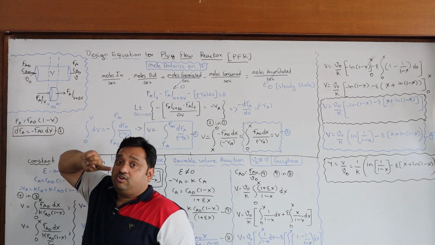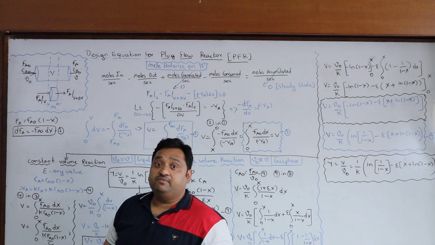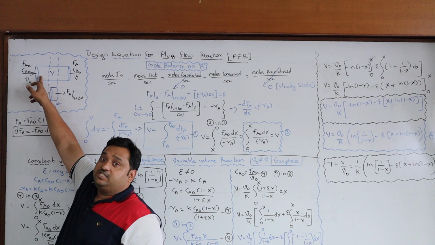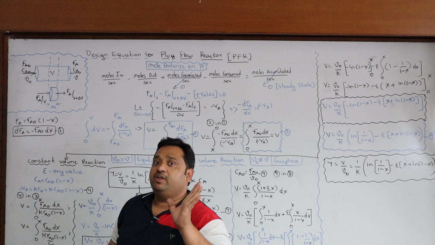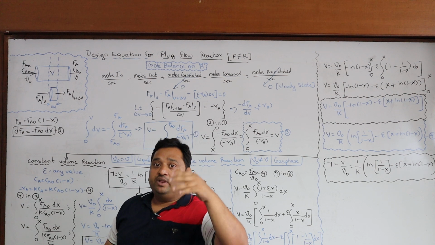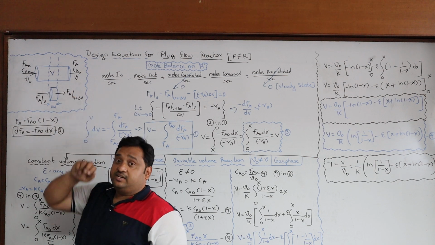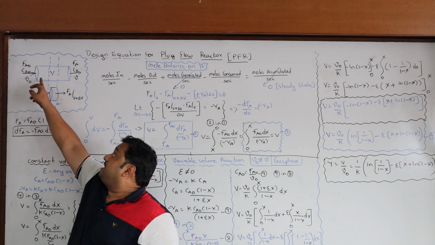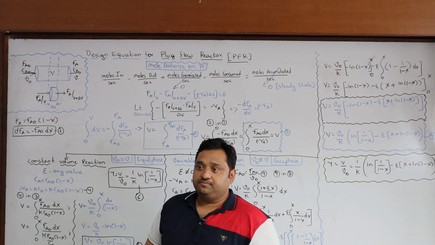At the entrance the concentration of the reactant is different, at the exit the concentration of the reactant is different. That means the reaction will happen at high speed at the entrance because the concentration of the reactant is more, so the rate of reaction is more. At the exit, as the A molecules get reacted, the concentration of A is reduced, so the rate of reaction will be very low. Higher rate at the beginning, lower rate at the end or near the exit.